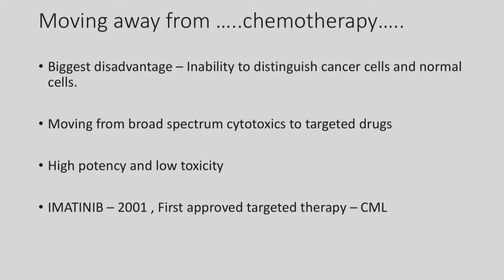So the first approved targeted therapy, one of the blockbuster molecules that turned the pace of oncology, was imatinib. All of us know how imatinib ushered in the era of targeted therapies, the first targeted therapy approved for chronic myeloid leukemia. And now patients with chronic myeloid leukemia have a life expectancy on par with their peers who do not have CML, age adjusted.